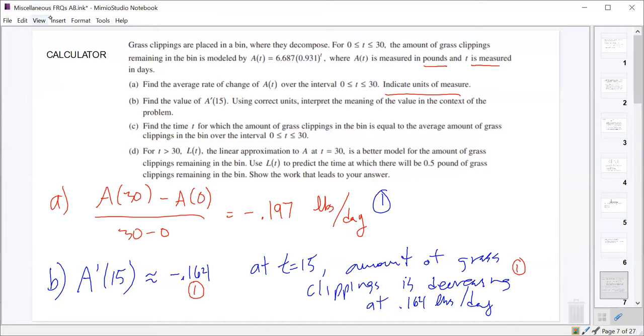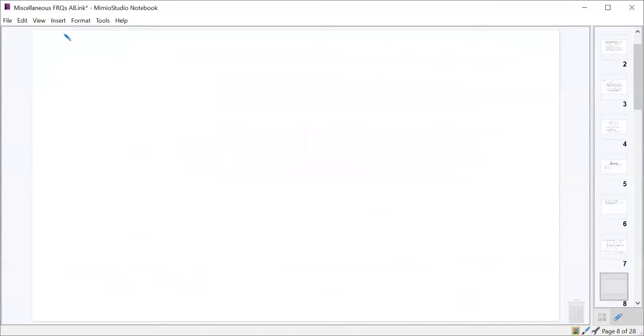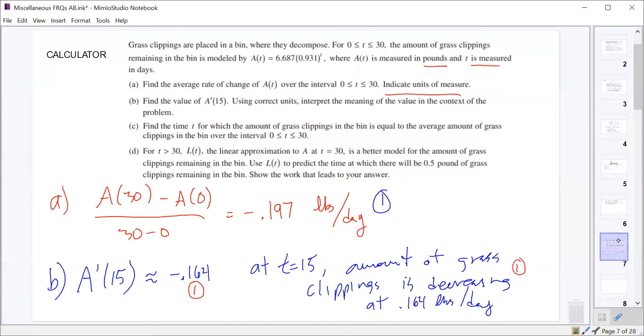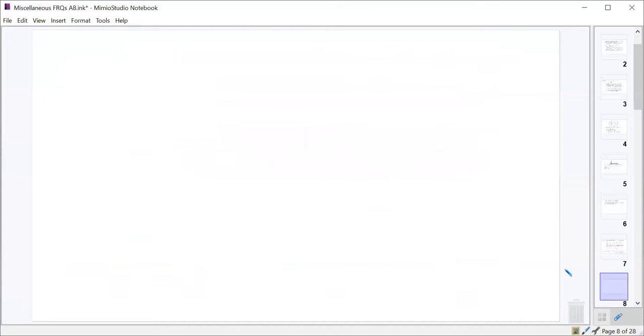Okay. Part C said something about finding the time at which the average number of grass clippings is equal to the number of grass clippings. So it sounds complicated, but figure out when the number of grass clippings is the same as the average number of grass clippings. Well, all that is, the amount of grass needs to equal the average amount of grass. So just write an equation.